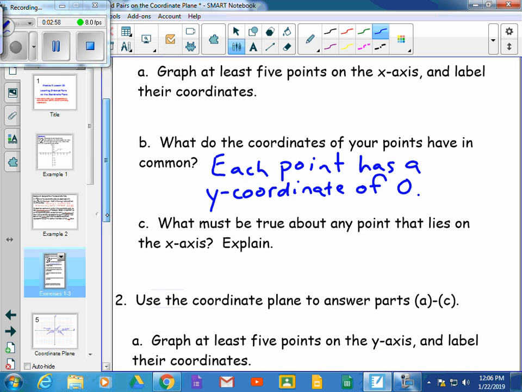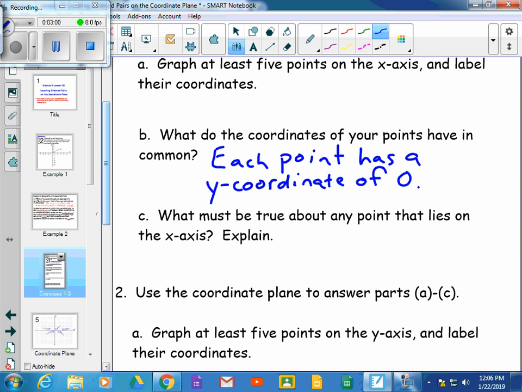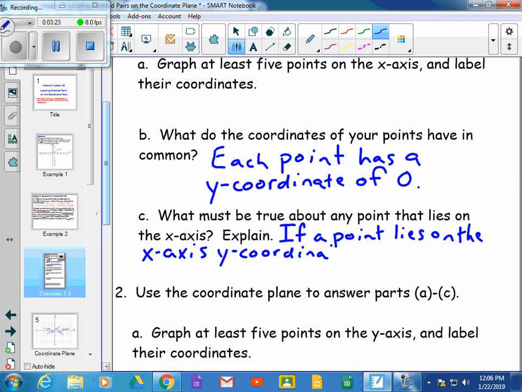And then part C, what must be true about any point that lies on the x-axis? And explain. Well, if a point lies on the x-axis, the y-coordinate must be 0. And that's because the points are not going up or down on the y-axis.